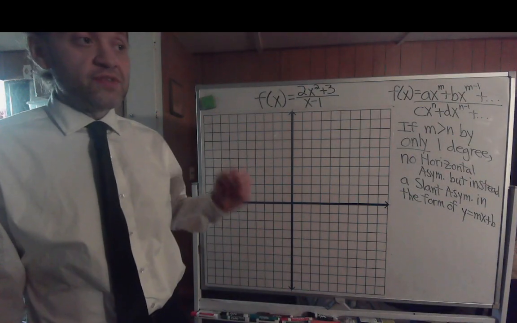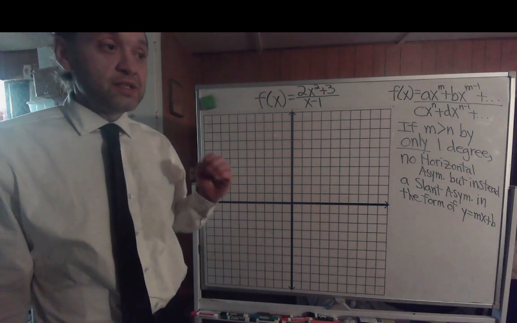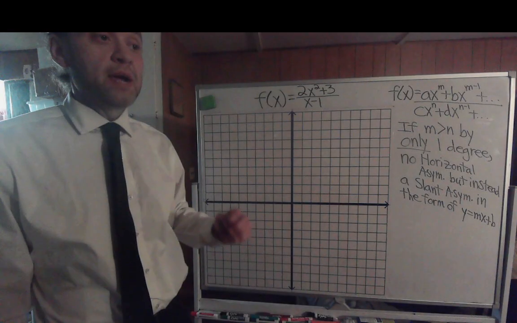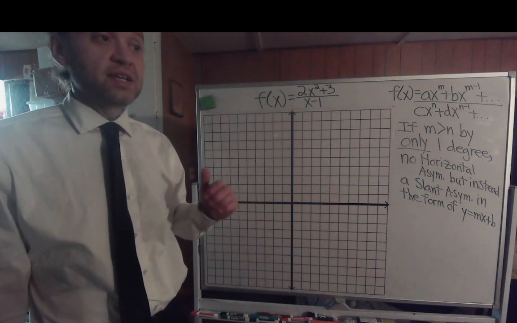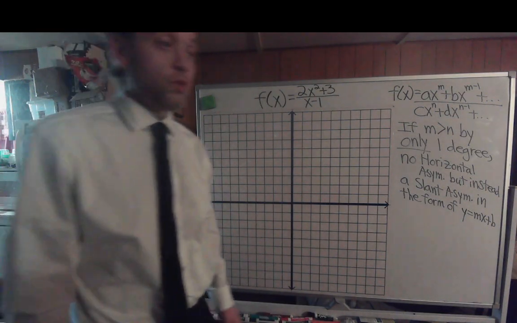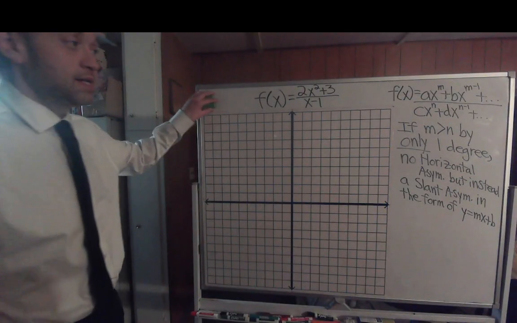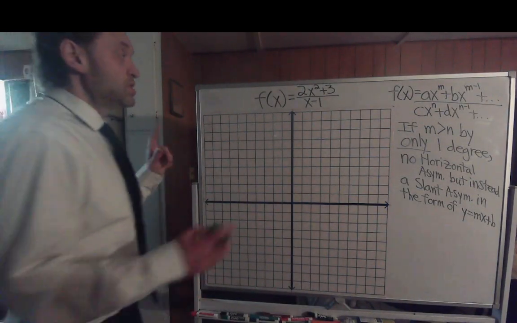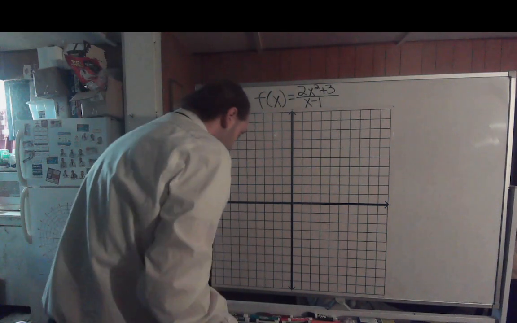If the degree of the numerator is greater than the degree of the denominator by more than 1 degree, then it doesn't have either a horizontal or slant asymptote. So those are things to bear in mind. So let's go ahead and get started here. Let's talk about this function here.